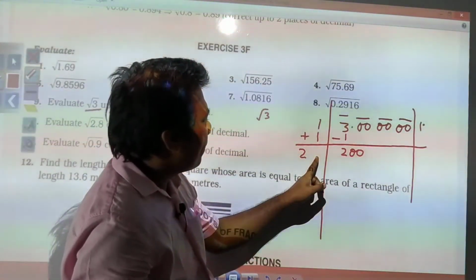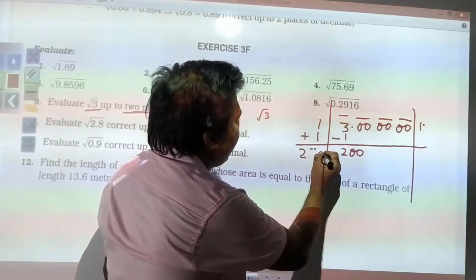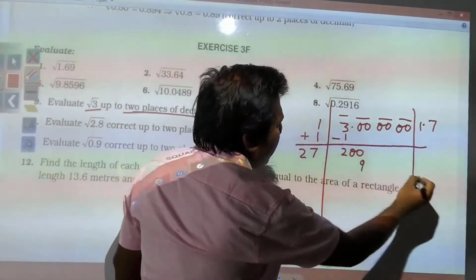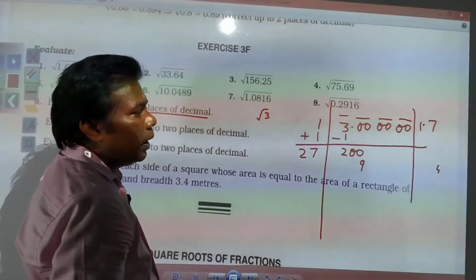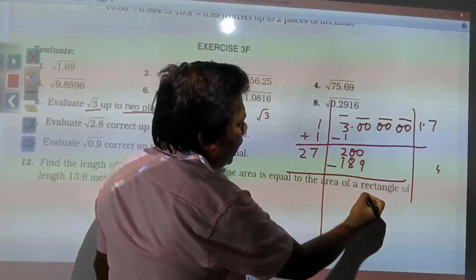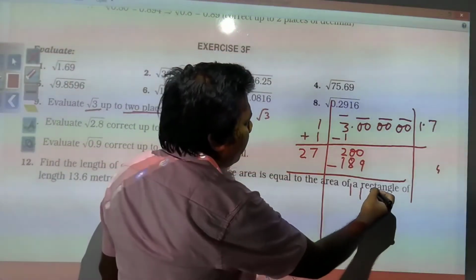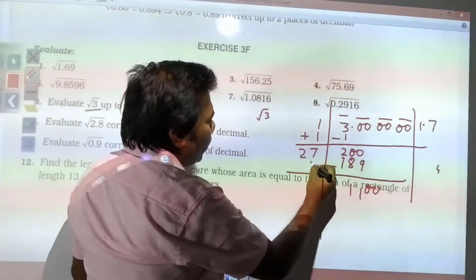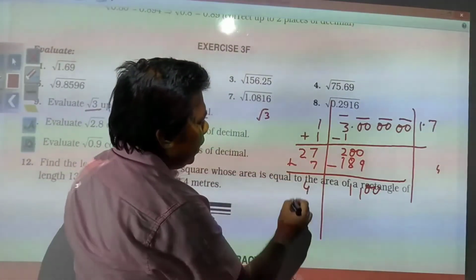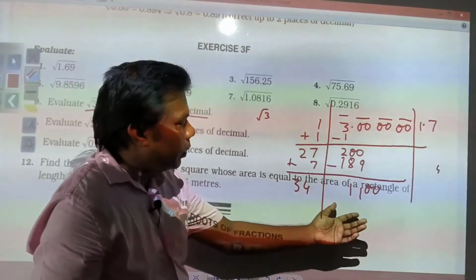Suppose 7 times you try. So 7 7s are 49, 7 2s are 14 and 4 makes 18. You need to subtract this. 10 minus 9 is equal to 1, 9 minus 8 is equal to 1. Next period you have again 2 zeros. 7 will be required to be written over here and required to be added. You will get 14 and 3 makes 34.